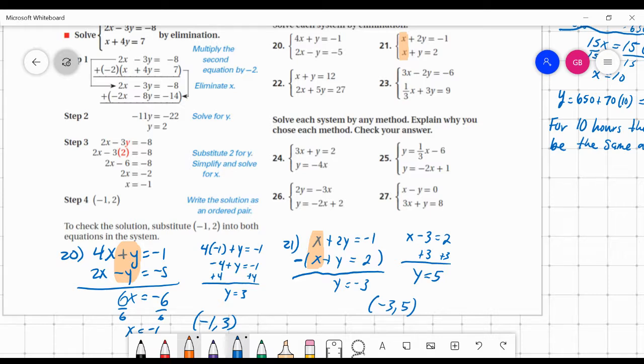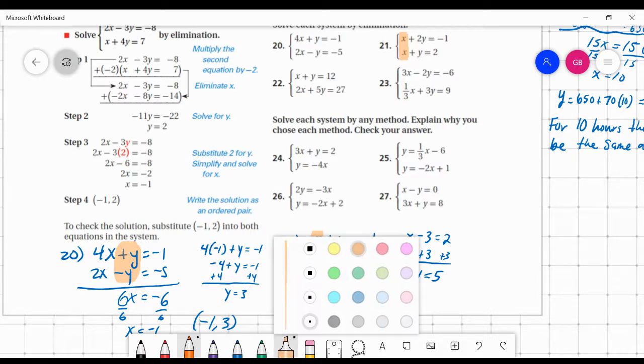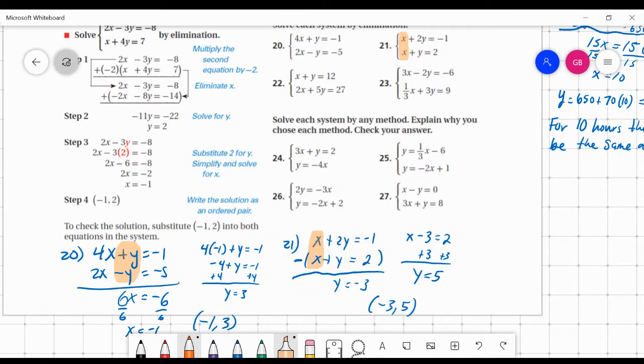For number 22, nothing matches up. But I'm going to make it match up. I'm going to make the x and the 2x match up. I'm going to multiply the first equation by negative 2. Multiply everything by negative 2, so that way I could eliminate the x's.